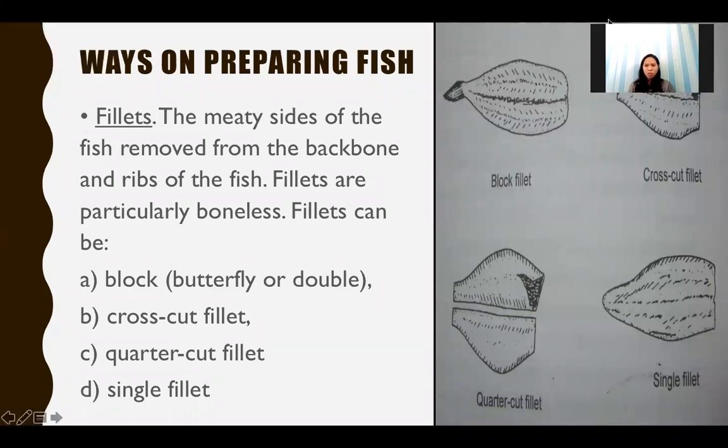Cross-cut fillet, ang kanyang itsura is ganito. Cross-cut. Wala nang tail. Ito meron, dito wala na. Quarter-cut fillet, from cross-cut, in-half to siya. Ang tawag dyan is quarter-cut. Ito na ang itsura niya. Pag single fillet naman, yung half ng cross-cut is single fillet. Ibig sabihin yung half portion lang ang pwede mong makita.